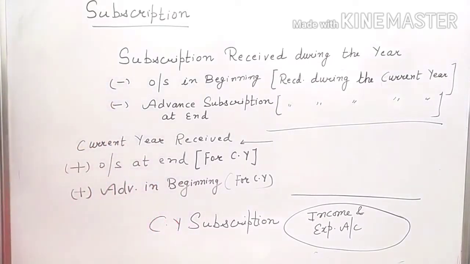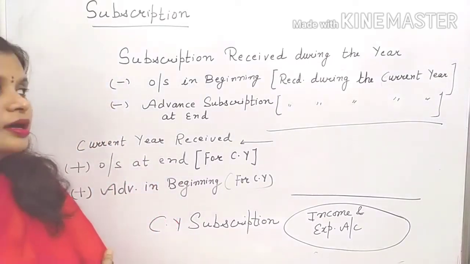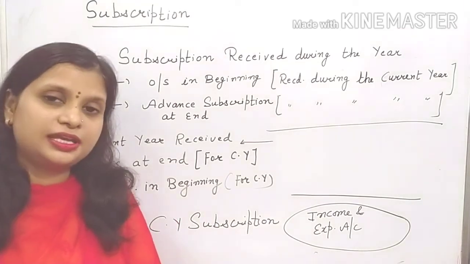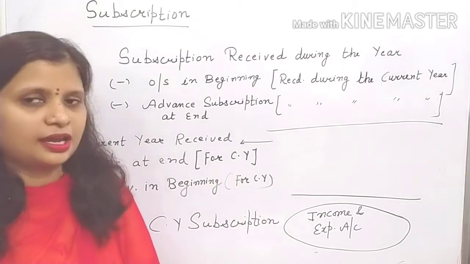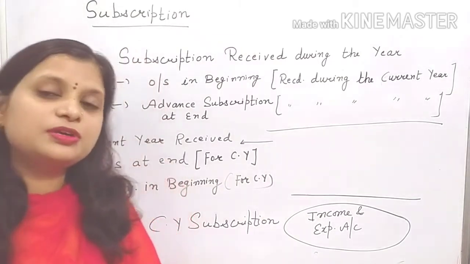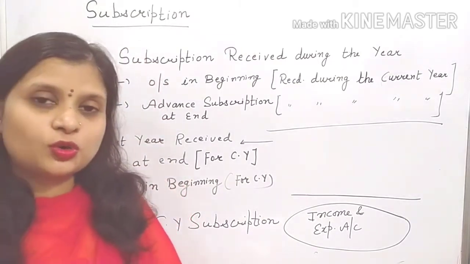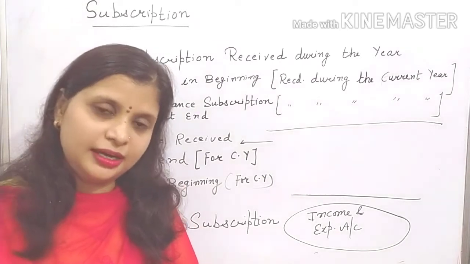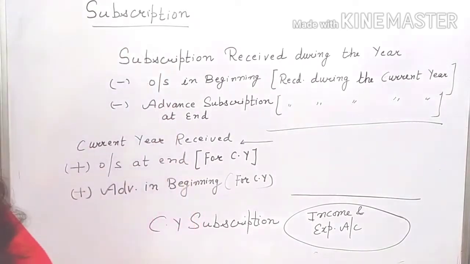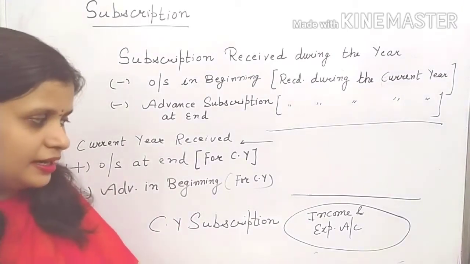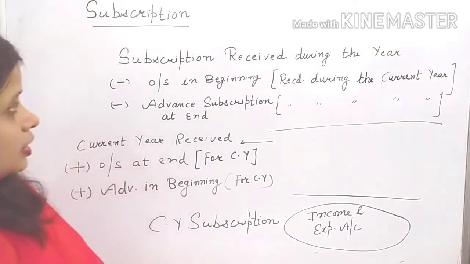As it is being paid by the members periodically, it is a type of revenue receipt. And how will revenue receipts be shown? These will be shown in the income and expenditure account. So let us discuss in detail what amount will be shown in the income and expenditure account.